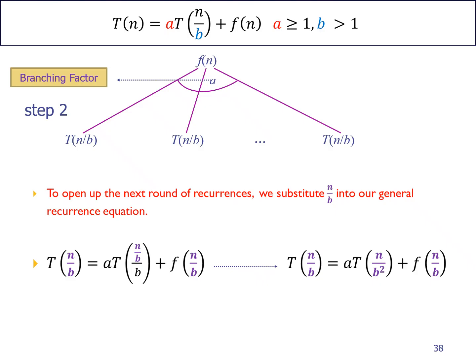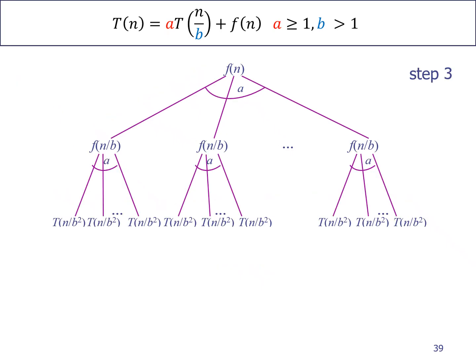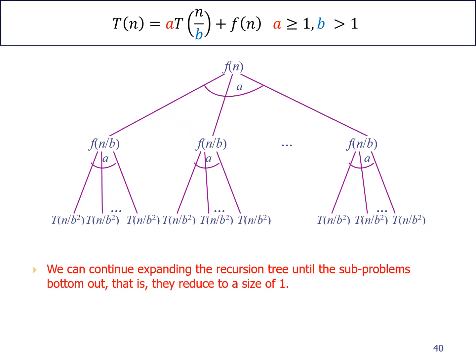So again, this is the step I was just mentioning. I will replace n by b into my original equation, so I'm going to get T of n by b squared plus f of n by b. I will take this right hand side term in the equation and put it instead of T of n by b. And that's what you see here. I have now f of n by b and a branches of T of n by b squared. And I will do that to all the children of f of n. And that would be my step 3.